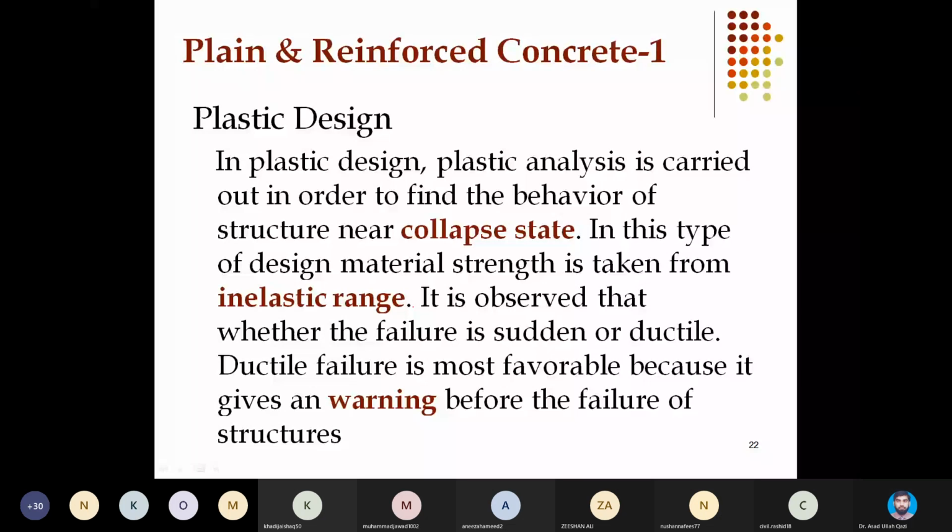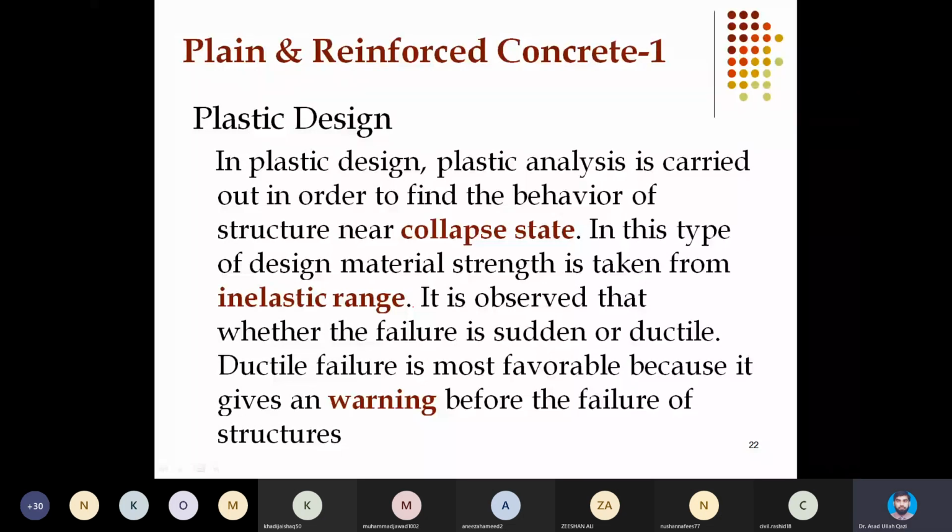So in reinforced concrete members, we can carry out plastic design, we can determine the collapse load, but it will be for review purpose, to review the capacity of structures, to determine the failure mechanism. This analysis can be carried out.